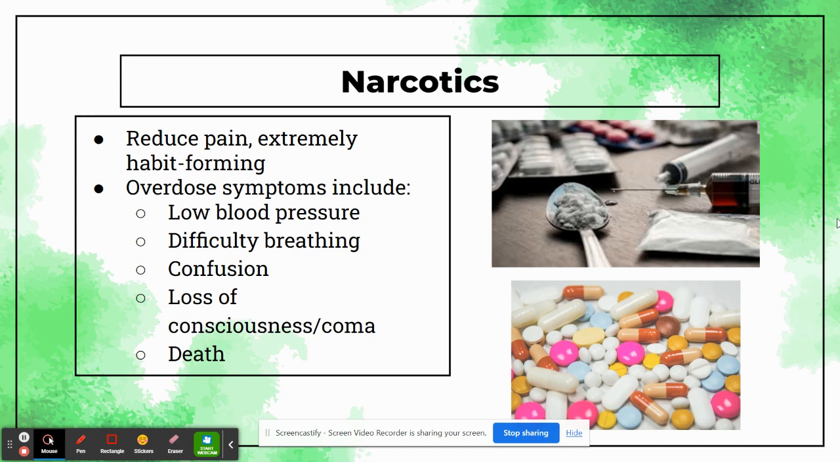Narcotics are then the next category. Narcotics are designed to reduce pain. They essentially work in the brain by blocking the pain receptors. So it's not that the pain doesn't exist, it's that your brain doesn't know how to read it. The issue with narcotics is it's not selective to what pain you are experiencing. So if you take a narcotic, it's making all the pain go away.